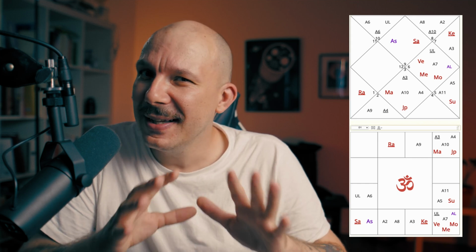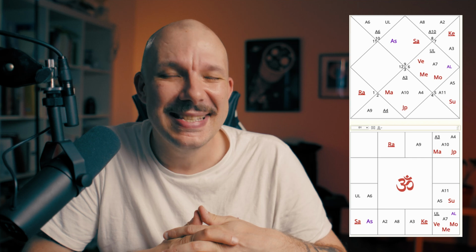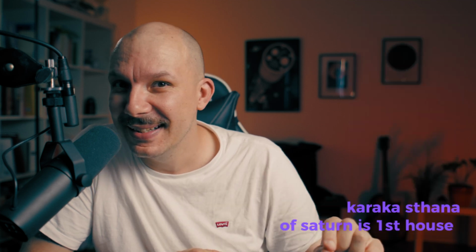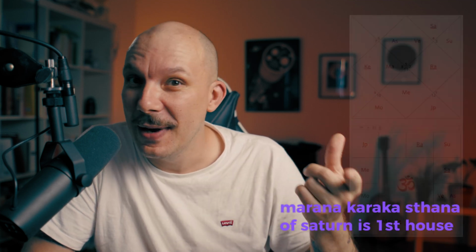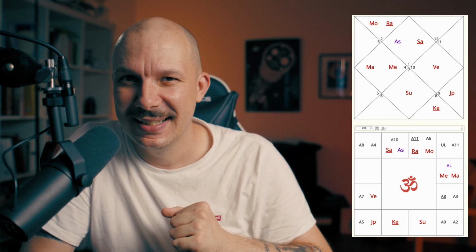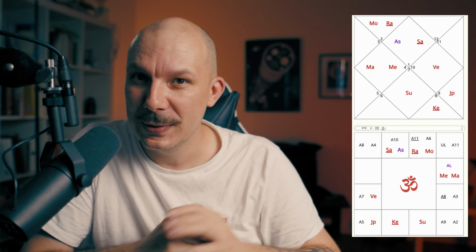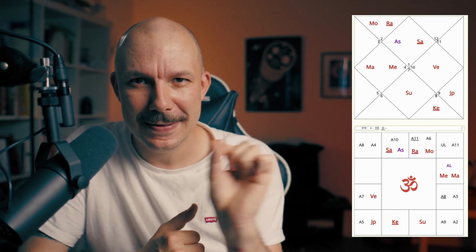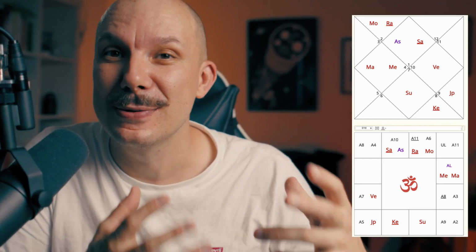Even if we look at the chart very properly, we will see that Saturn is very much connected to death here, because it is in the Marana Karaka Sthana, in the Navamsha is in the 12th house of death, and in the Dashamsa, in the chart of work, it is in Aries, so sign of Mars, and also in Marana Karaka Sthana. So Saturn in the 1st house is called Marana Karaka Sthana. Marana is dying. The Saturn in Martial sign, this connection of Saturn and Mars, this is called Yama Yoga, which is also about the death.